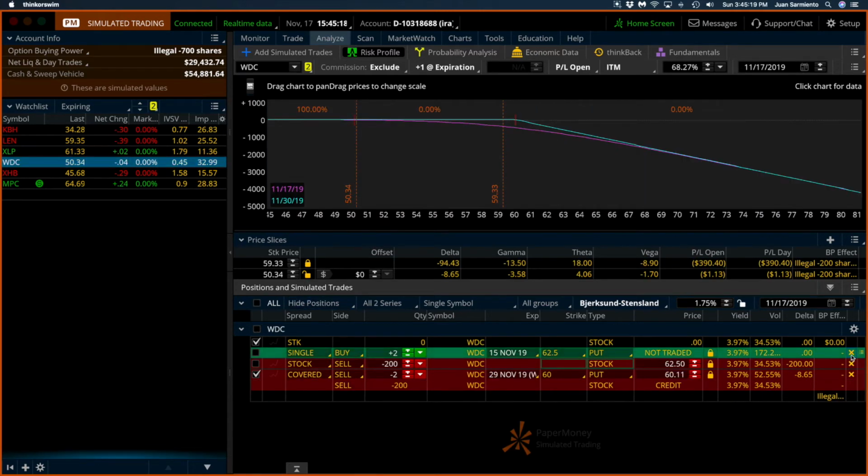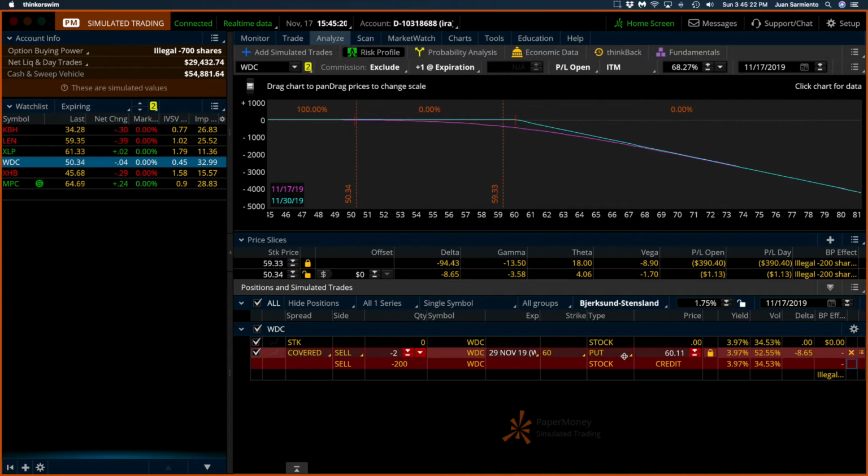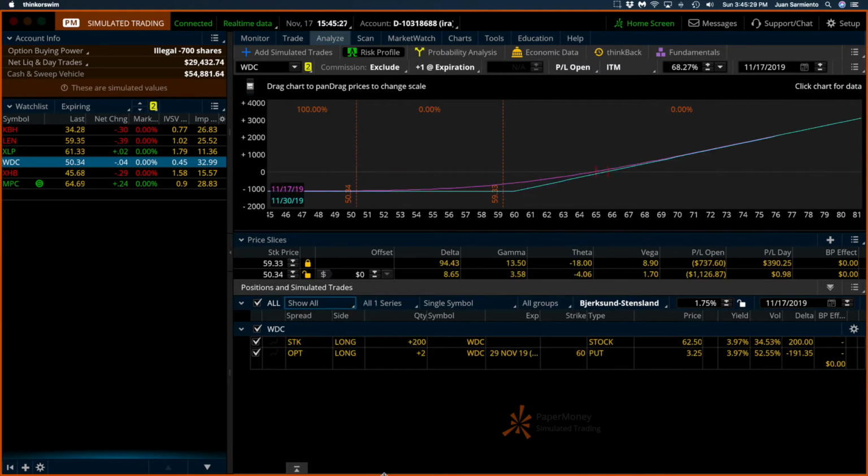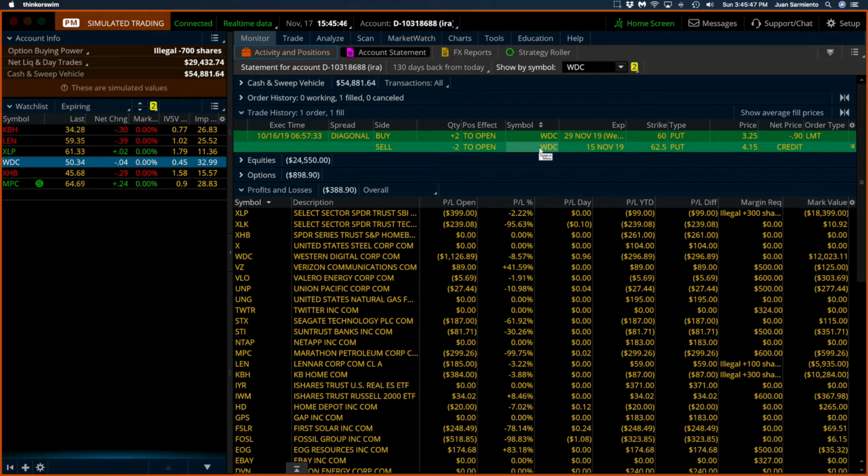Now this is interesting because this was a diagonal. Let's see what we ended up with. Okay, so we end up with 200 positive shares. Those were the short options that I entered, but the long puts are still viable. Let's go to the monitor tab, and here it is. It's a diagonal, was a bullish diagonal, and the stock came down.